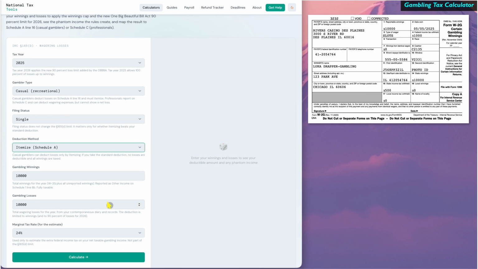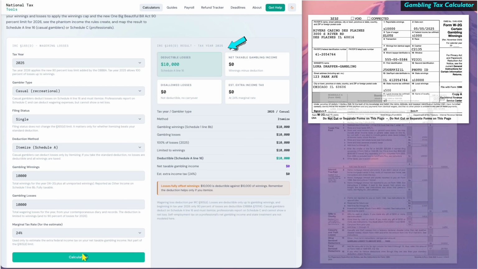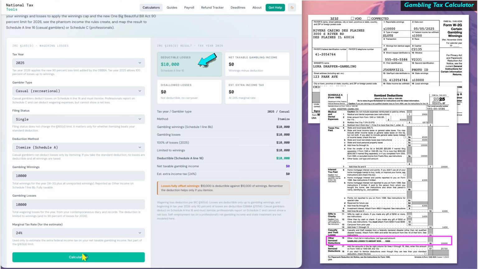Let's use Luca's example to test the calculator. For 2025, as a casual gambler filing single who plans to itemize, Luca had $10,000 in winnings and $10,000 in losses, with good records to support them. I will leave the 24% marginal tax bracket as is. When I press calculate, I can see that for 2025, the full $10,000 in losses is deductible on Schedule A, 100%. So he would owe no tax on his gambling income.